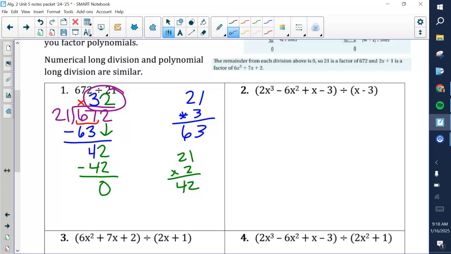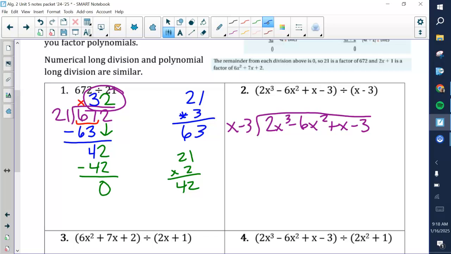Okay, notice in the first part of today's lesson, you won't have to have placeholders, but you do have x cubed, x squared, x to the first power, and a constant. Divided by x minus 3. All right. Some of us are going to catch on to this faster than others.